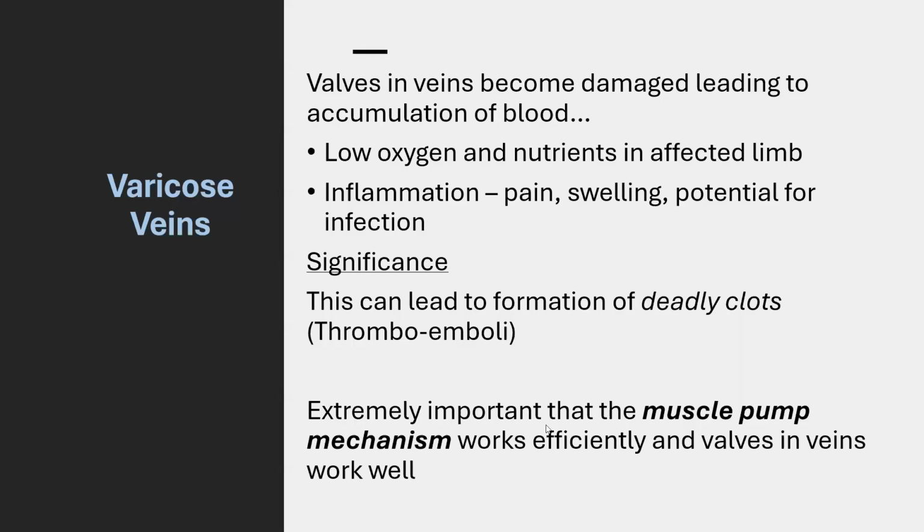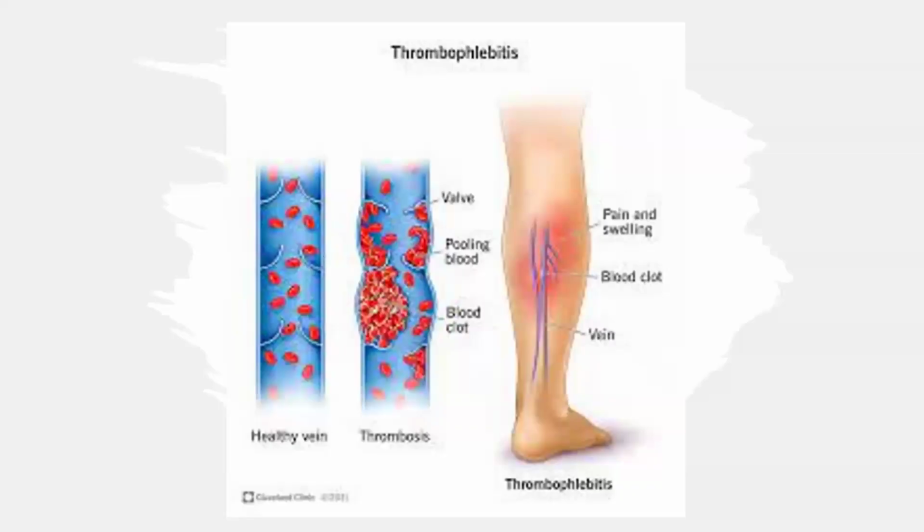And then the significance of this is that this can lead to formation of deadly clots that we call thromboemboli. In other words, the clot shifts from where it has formed and can travel around the body. It's extremely important that the muscle pump mechanism works efficiently and valves in the veins work well. But we see quite a lot of varicose veins, which means that the valves are not working and the muscles are not pumping the blood.